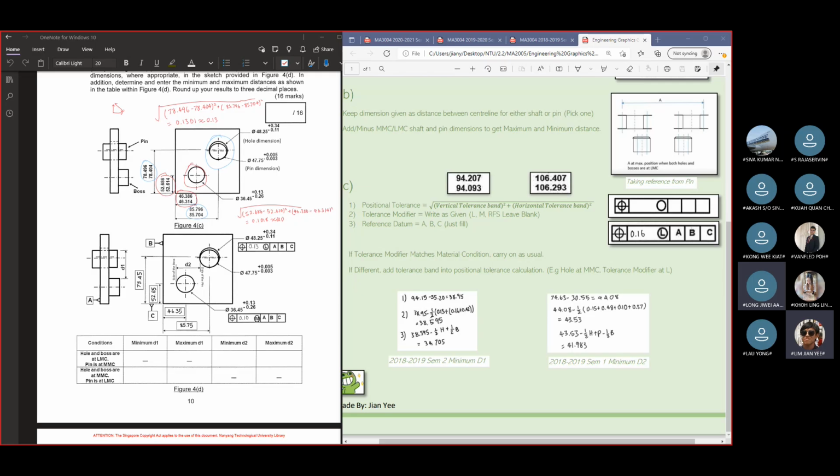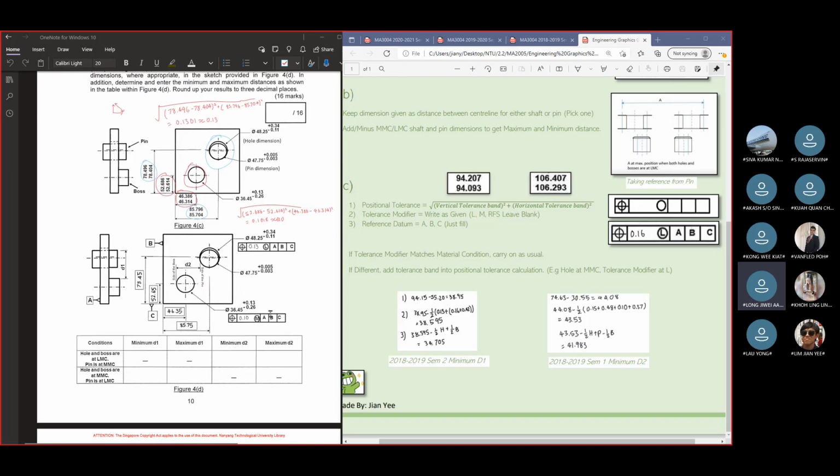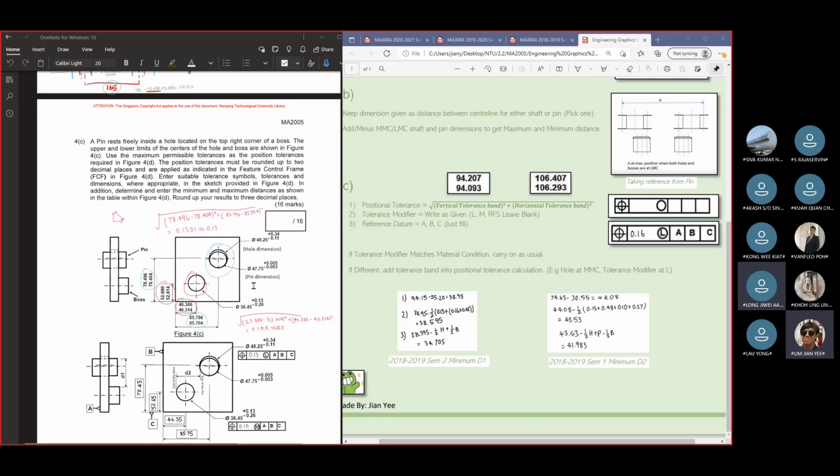Hi, hello. I just want to check about the tolerance modifier, like the M and L. How do we know whether it is M or L? Just a quick one. The tolerance modifier, yeah, the thing in the circle, right? Yes.